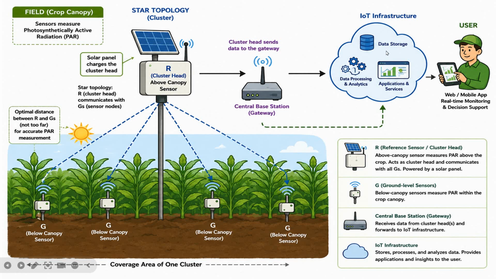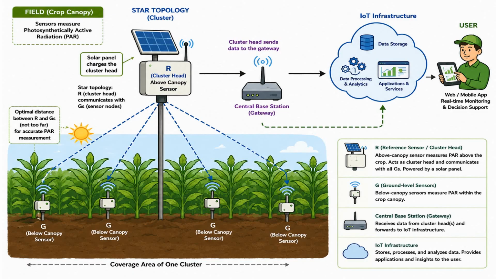Now the IoT infrastructure consists of the cloud servers, databases, analytics modules and the application services. So here the collected sensor data is stored, processed and analyzed to estimate the leaf area index and other crop related parameters. The processed information is then made available to the user, the farmers and the researchers, through a web or mobile application. So the user can remotely monitor the crop growth, canopy conditions and environmental parameters in real time. And this architecture enables efficient crop management, better decision making, reduced manual effort and improved agricultural productivity through smart farming technologies.